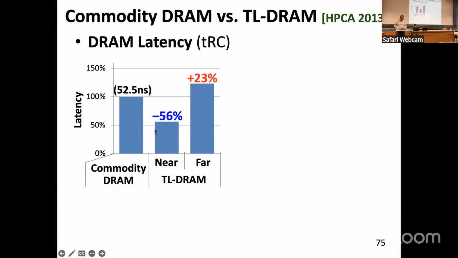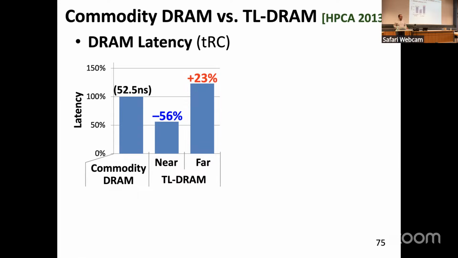This bar actually needs to be somewhere here, but we are still trying to find the correct plot to put here. We couldn't find it yet, but anyway, we are reducing the tRC for the near segment by 56%. So it should be 44. Yeah, and in the far segment we are increasing the latency by 23%.